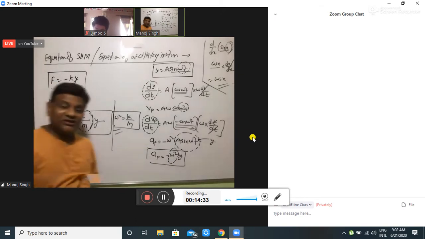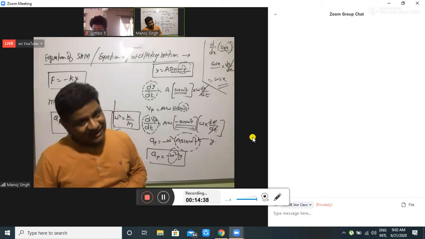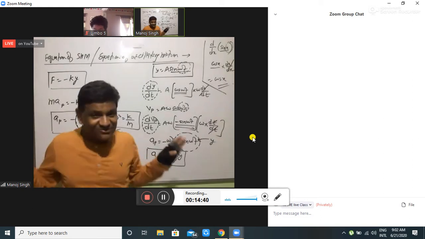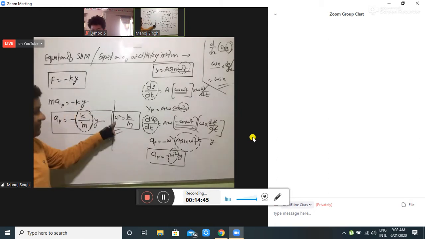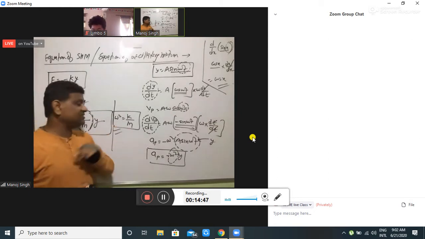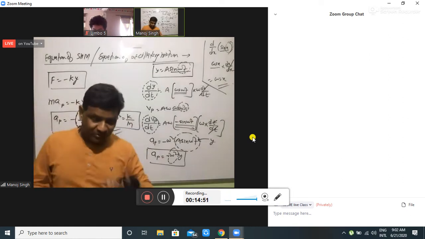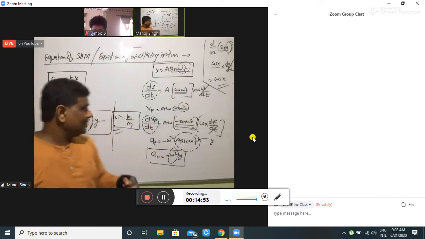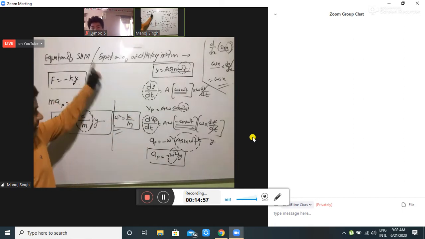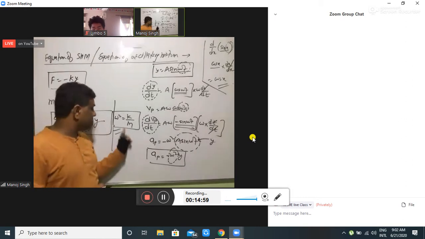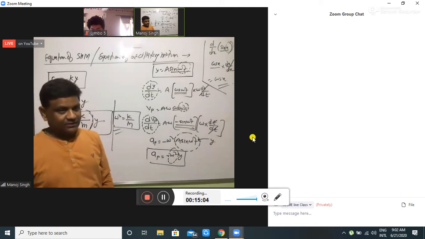This is a very important relation to find out the time period of a particle, but our part is not to discuss the time period of a particle here, though it will come with the help of the same relation. Omega square is equal to k by m. Omega is the angular velocity, K is the spring constant or SHM constant, and m is the mass of the particle.